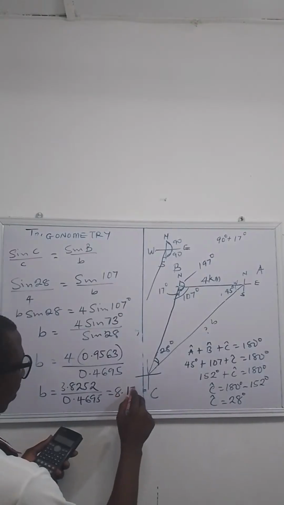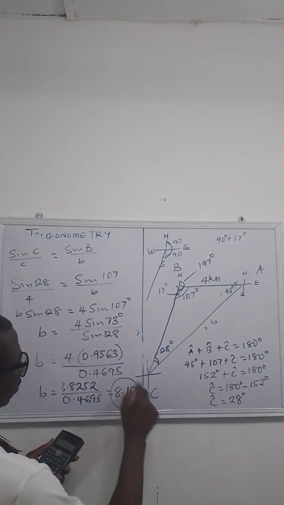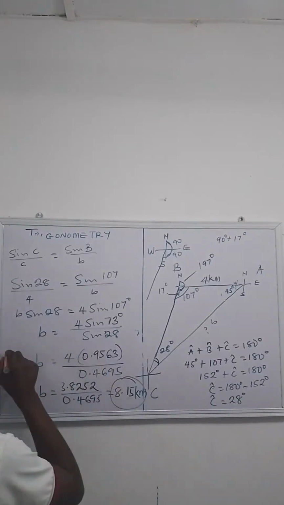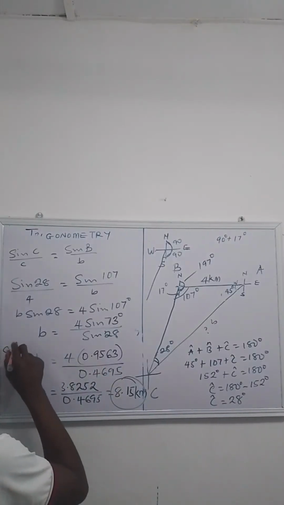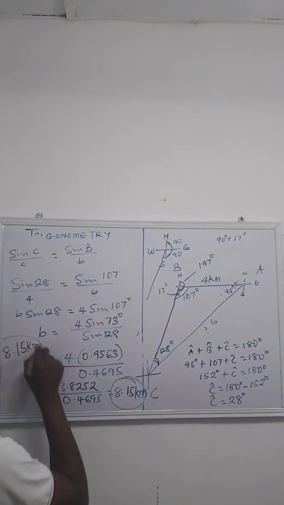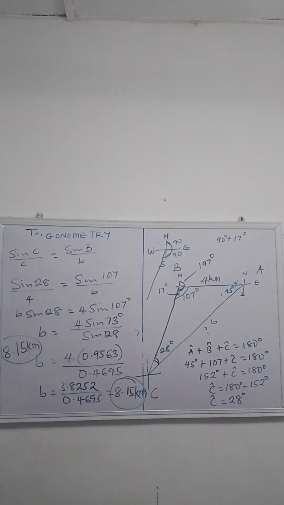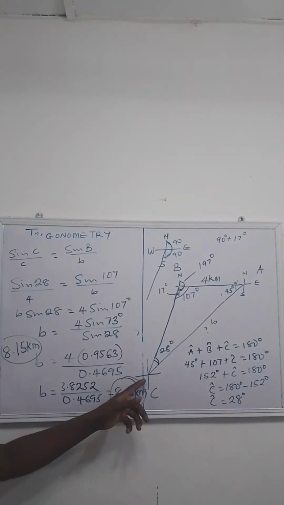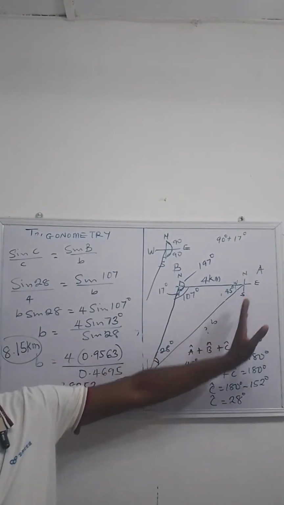8.15 kilometers. So this is going to be the answer to the problem, and that is the distance of the man from the starting point.